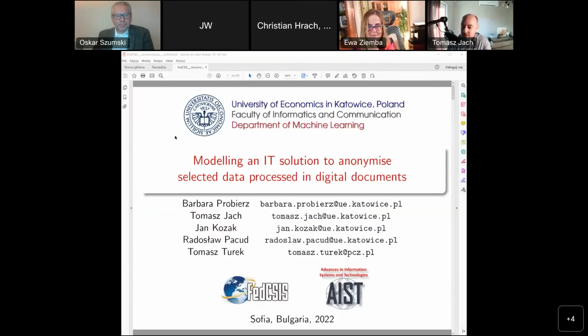I come from the University of Economics in Katowice, and I will be presenting today the paper called Modeling an IT Solution to Anonymize Selected Data Processed in Digital Documents.